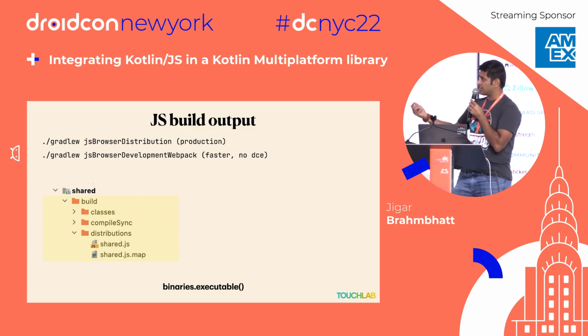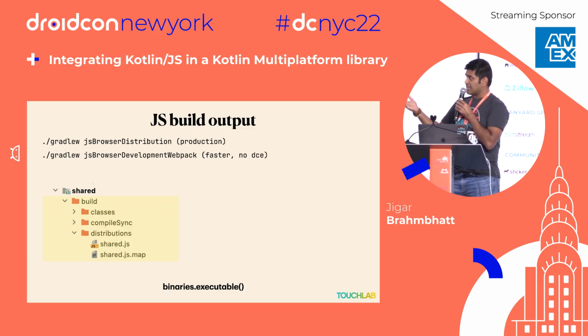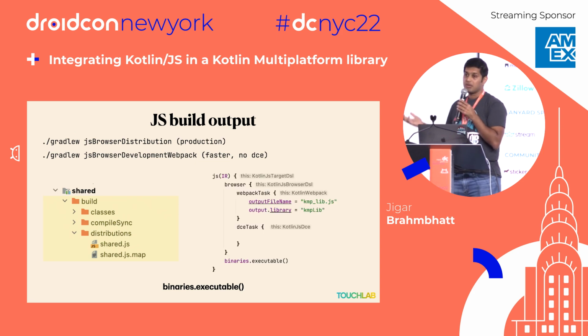If you look at the shared.js, it has that name from the module. So that's something you don't want, because you don't want your library to be called just shared. So you can again go back to the browser task, and the browser has a Webpack task in the DSL, and there you can basically change your file name or your library name.